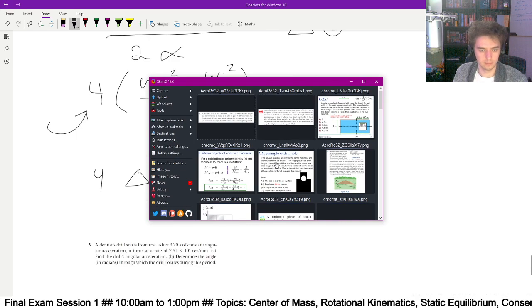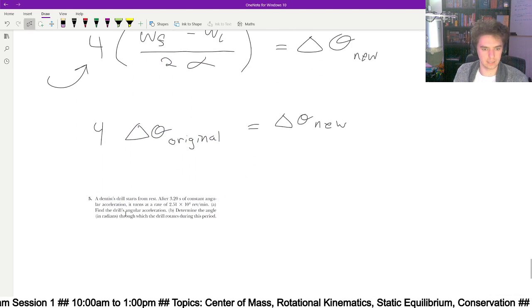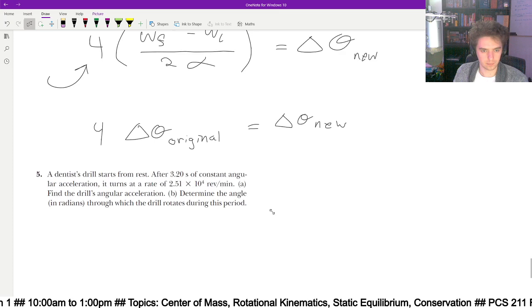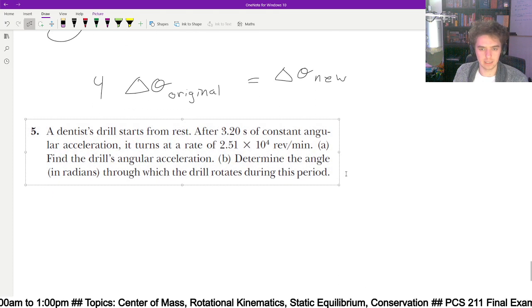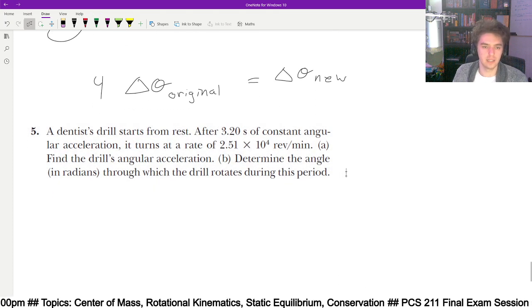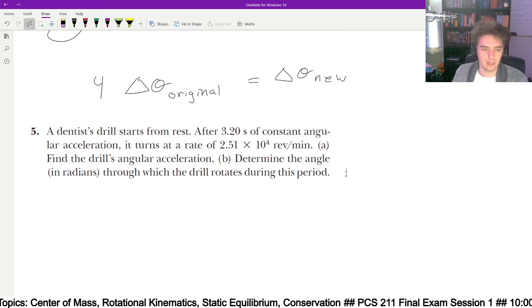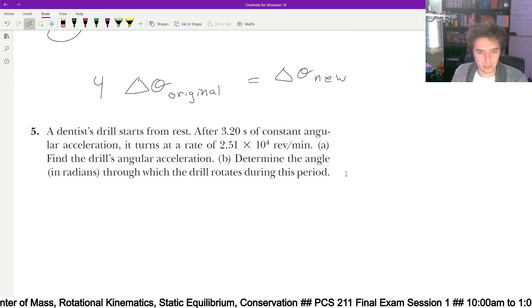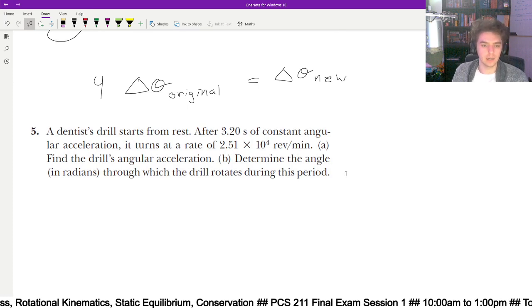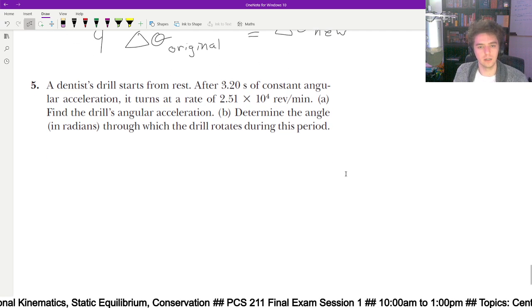Here we go. So a dentist drill starts from rest. After that many seconds of constant angular acceleration, it turns at that rate. Find the drill's angular acceleration. Determine the angle in radians through which the drill rotates during this period.